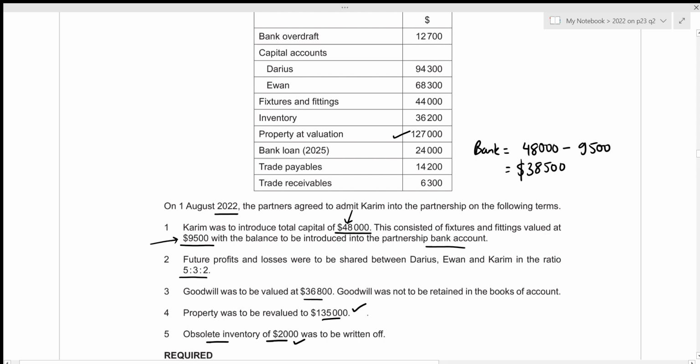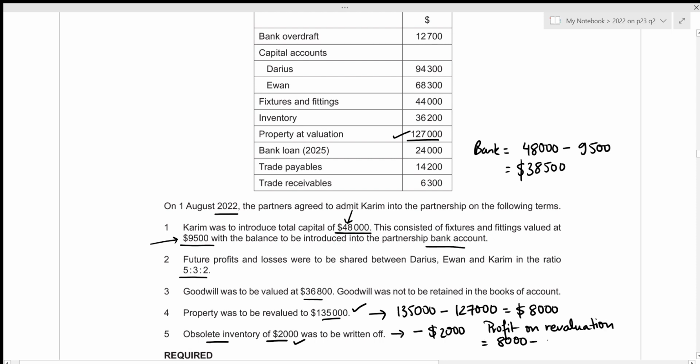Let's figure out the amount by which the property was revalued. That will just be the difference between the current new value and the previous value. In this case, that will be 135,000 minus the previous value, which was 127,000. This gives 8,000. So this is revaluation upwards by 8,000, and this fifth information will result in a revaluation downwards. So that's negative 2,000. And since the positive amount is greater, there exists a profit on revaluation. Let's figure it out. So profit on revaluation is just going to be the sum of these two amounts. So that's 8,000 minus 2,000, which results in 6,000.